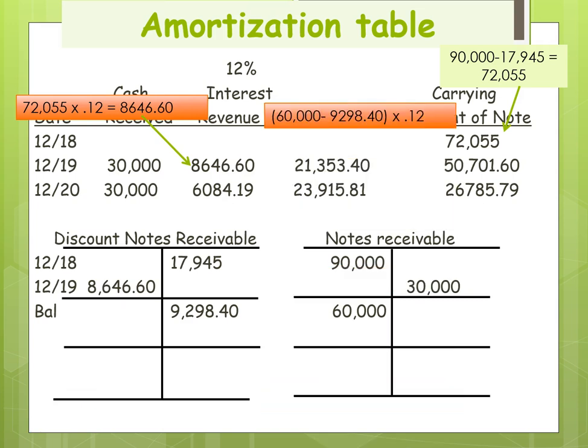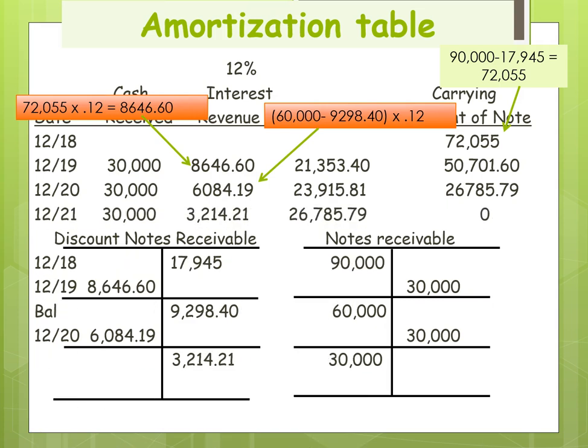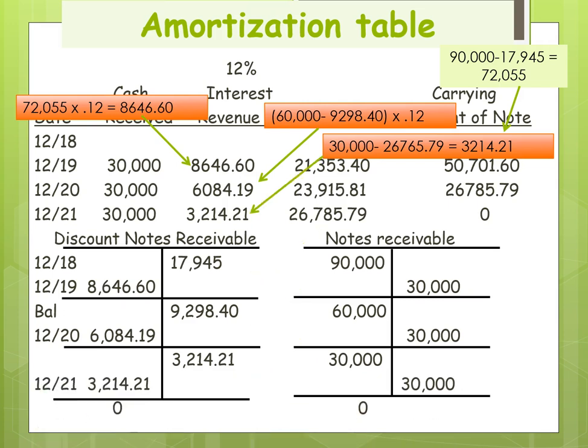Now we can book our next interest revenue and payment. So we're going to now reduce our discount on notes account by $6,084. We're going to reduce our notes receivable, and now we have our final balance, which is going to be paid off in year 3. So we're just going to take the $30,000 minus the $26,765.79, which is the balance in the account, and that tells us how much interest we're going to book, and that would zero out the accounts.